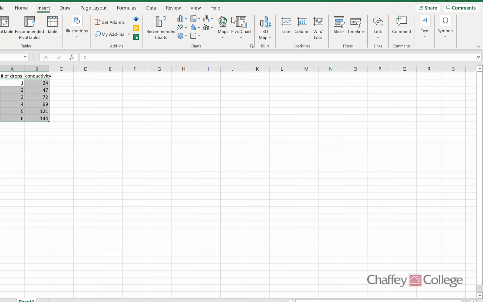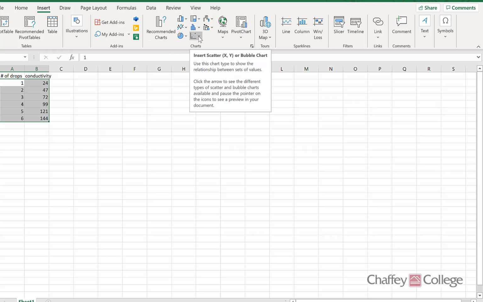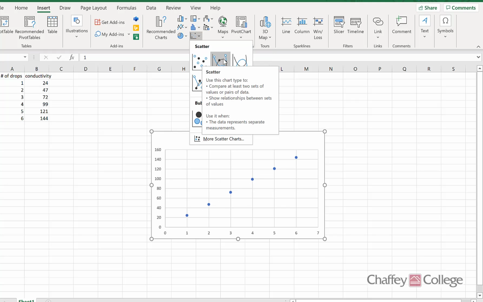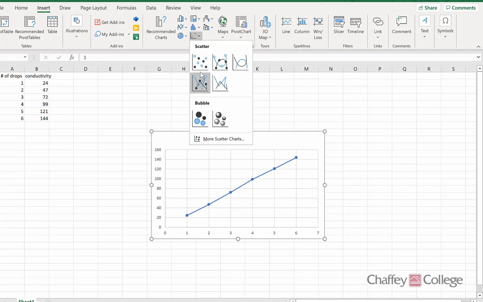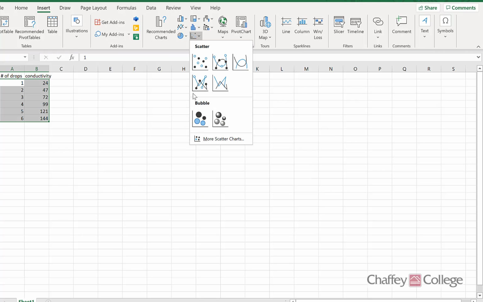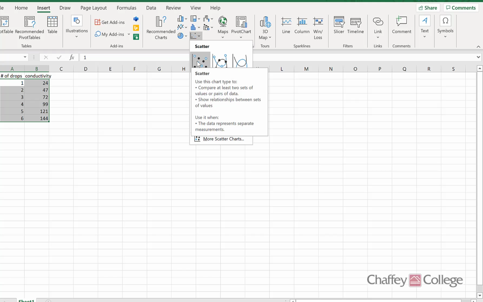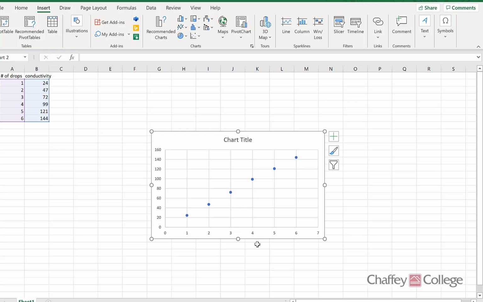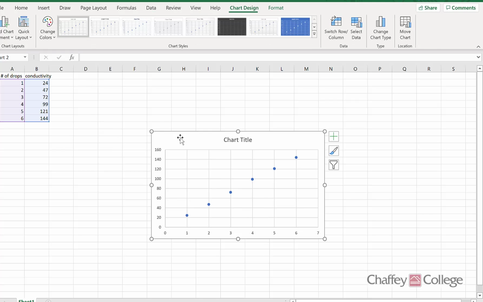These are various kinds of charts we can plot. I would like you to plot this one. This is called scatter. If you click on this tiny arrow, you'll see various kinds of scatter, and if you scroll your cursor, it will show you what kind of plots you can make. But I would like you to plot the first one without the lines. So click on this plot, and now it has already plotted the data.